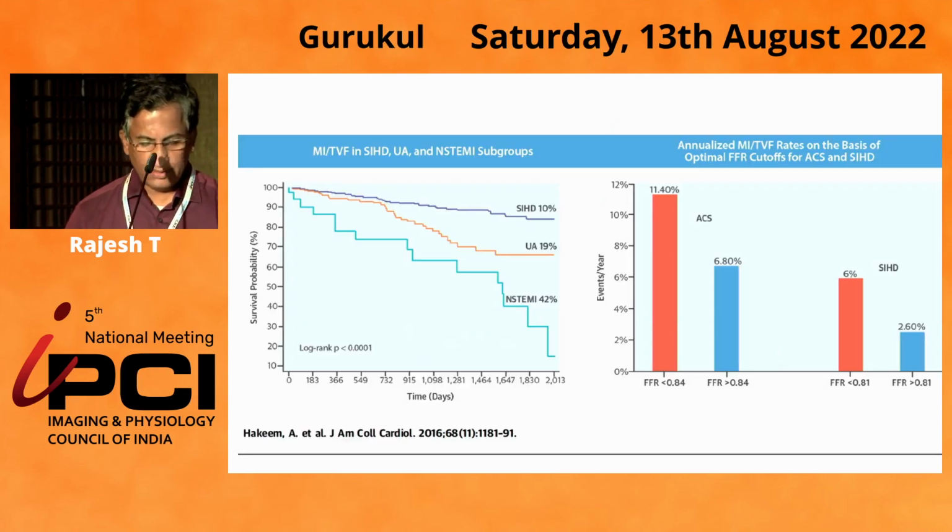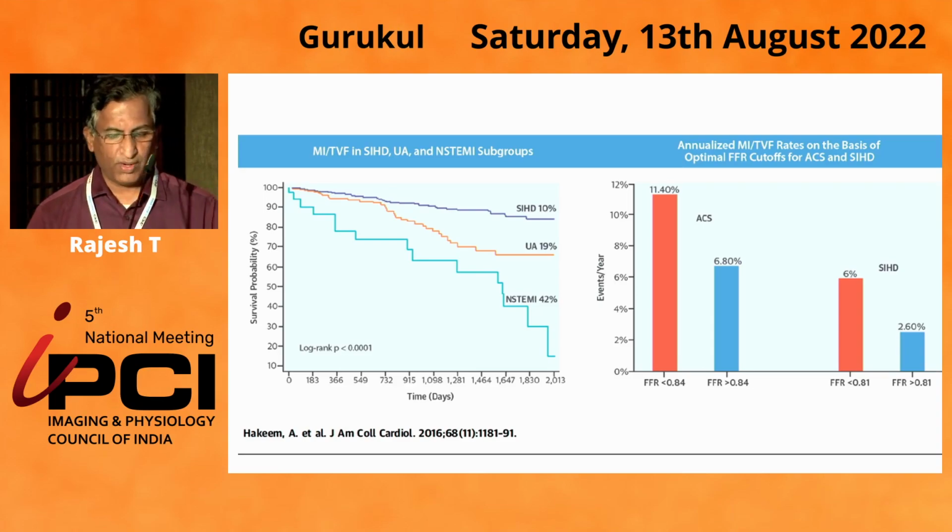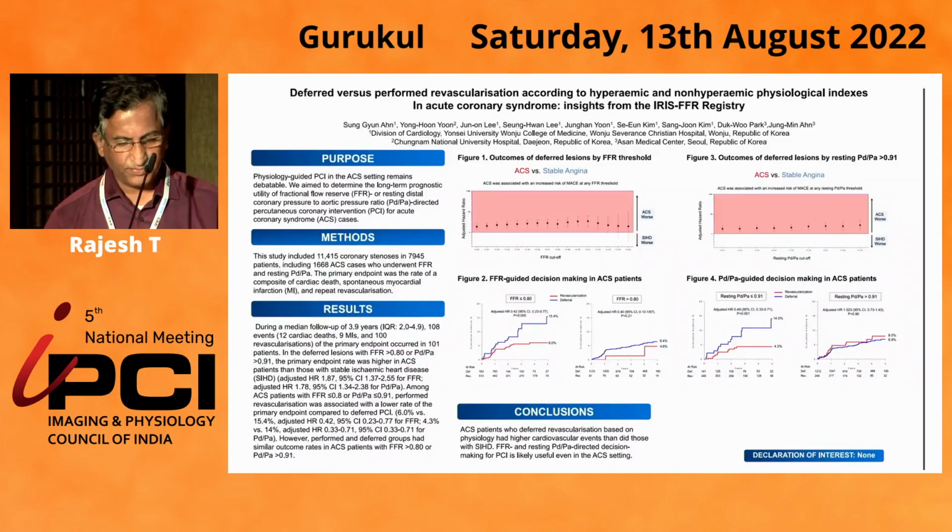This is what they showed in patients who had non-ST elevation MI compared to patients who had stable ischemic heart disease. The survival probability was far worse in patients who had non-ST elevation MI and unstable angina. And they found that in this particular trial, they used an FFR cutoff of 0.75. They found that an FFR cutoff of 0.84 was a better predictor of recurrent MACE or target vessel revascularization at 1 year compared to an FFR value of 0.75 or 0.8.